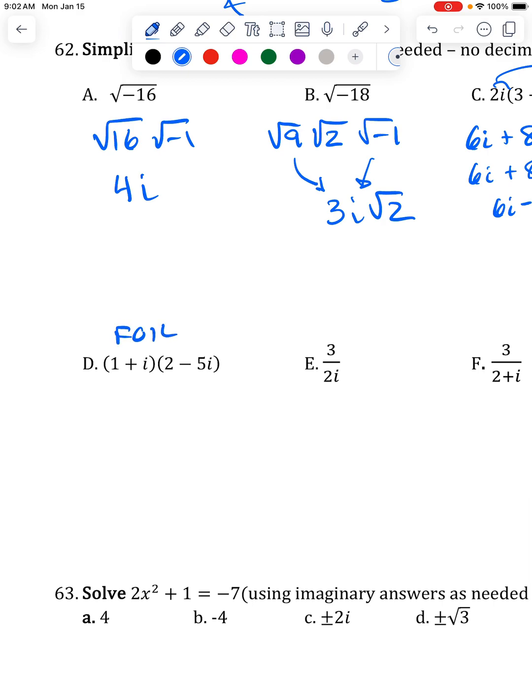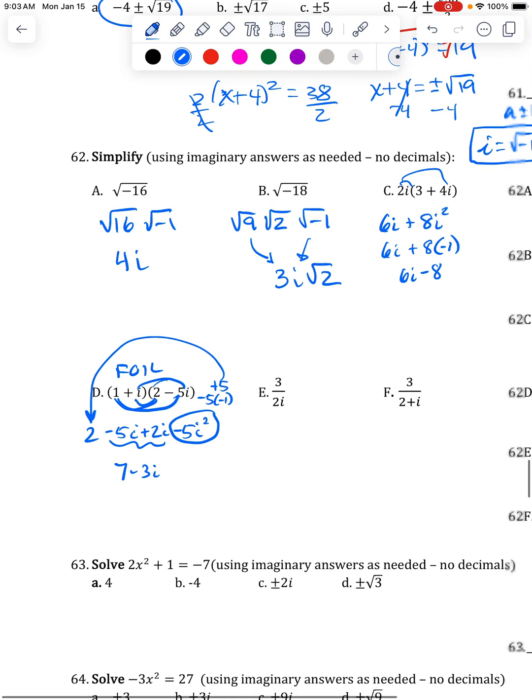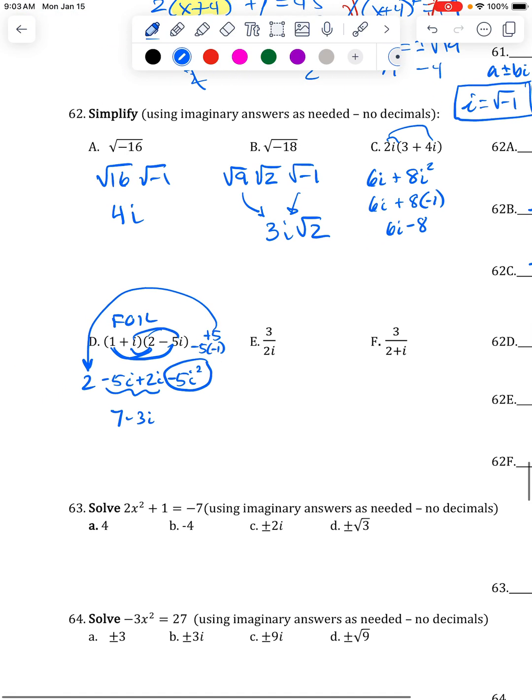Here, when you see this, you know you're going to need to FOIL. So first, outside, inside, and then last. But again, when you're doing that, this one's going to end up having an i squared, which is a negative 1, and turning it into a positive 5, which is then just a regular number and can combine with the 2 to give you 7. And these two are alike, so you're going to get negative 3i. I always say treat i like x until it's squared, because once it's squared, you're just going to have to go ahead and make it a negative 1. But like here, if you had negative 5x plus 2x, you just put them together.